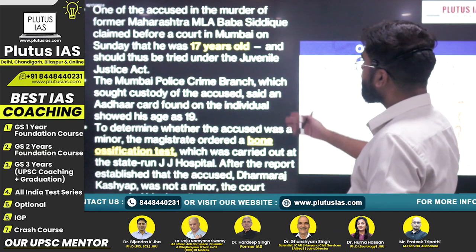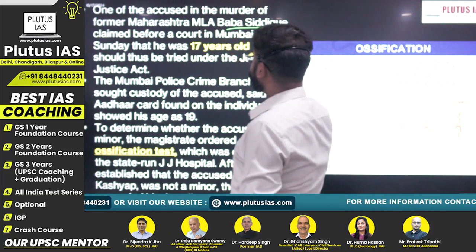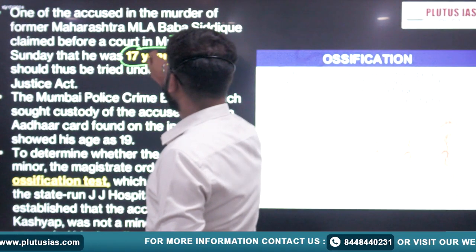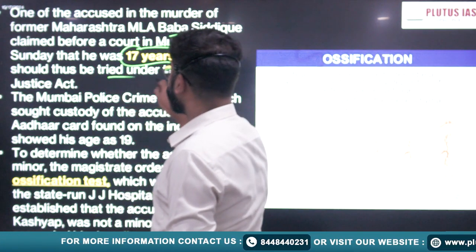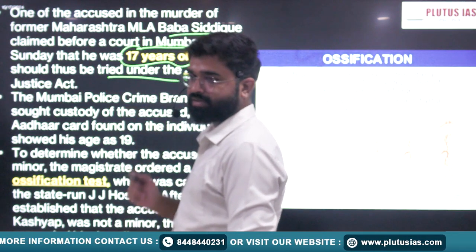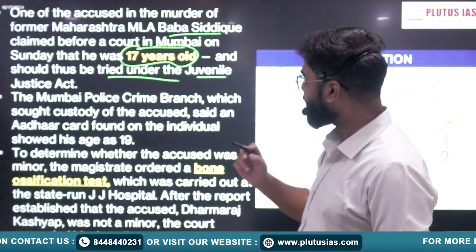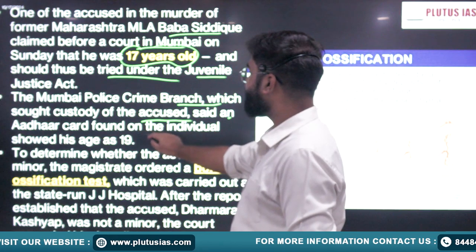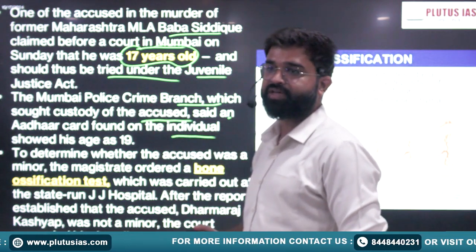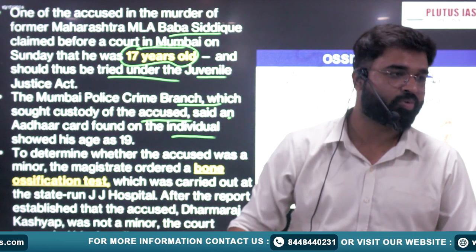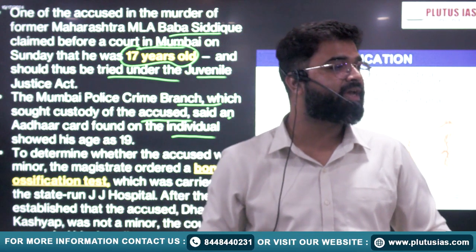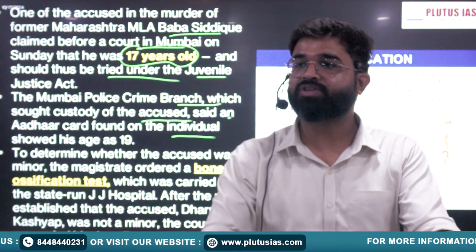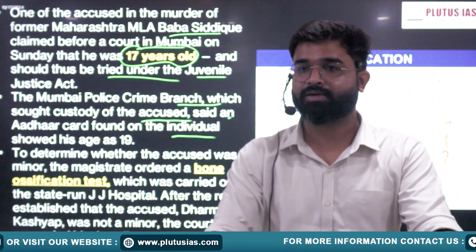One thing that MLA Baba Siddiqui's accused claimed before a court in Mumbai on Sunday, that he was 17 year old and should thus be tried under the Juvenile Justice Act. Second, the Mumbai Police Crime Branch, which sought custody of the accused, said that the Aadhaar card found on that individual shows that he is 19 year old. So there is a dispute regarding his age.